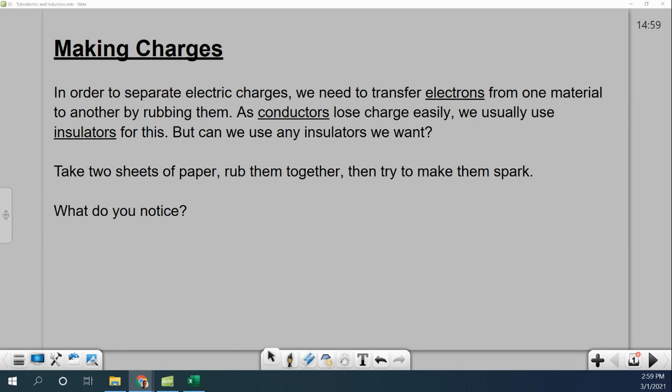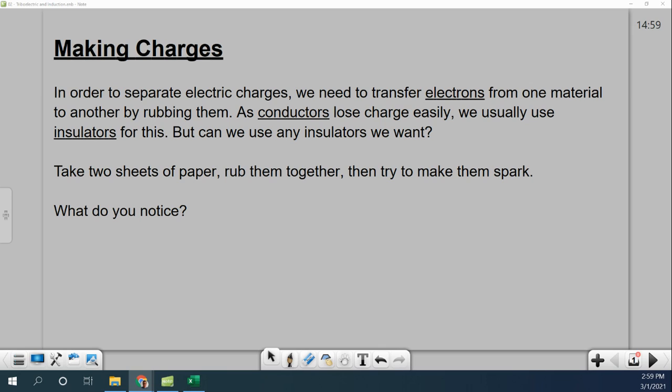So we talked yesterday about what charges are and where they came from, some of the history behind them. Today, we're going to look at how we actually make these charges happen and how we can charge other objects. That's our big focus for the day. So let's hop right in.